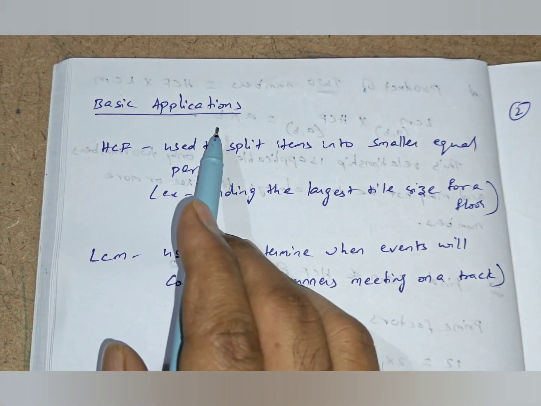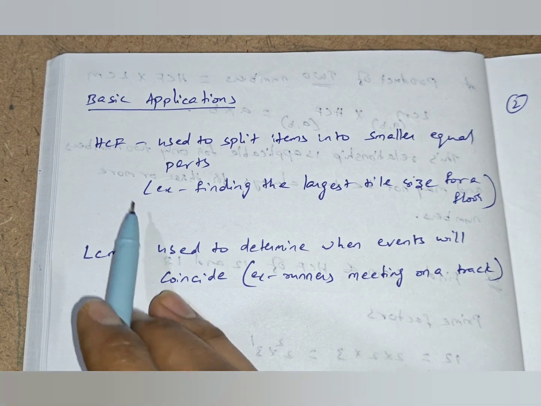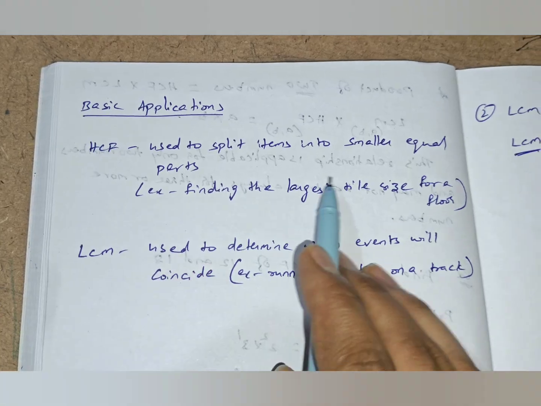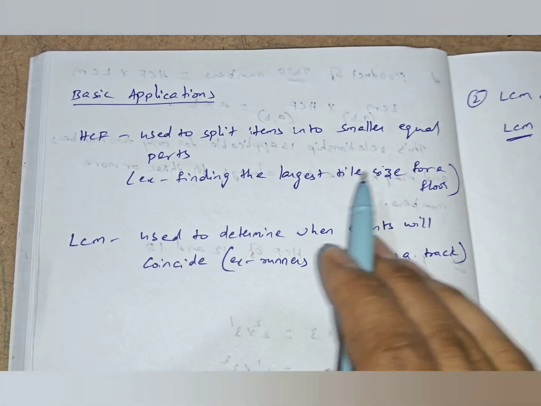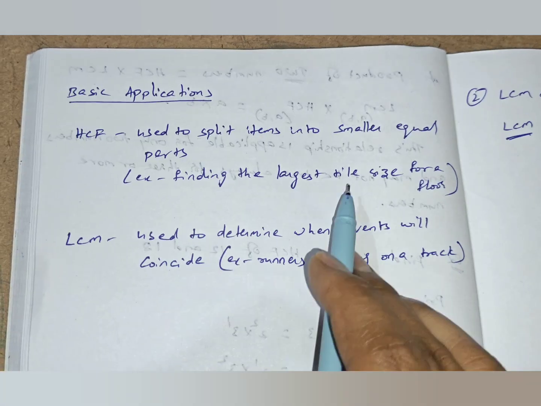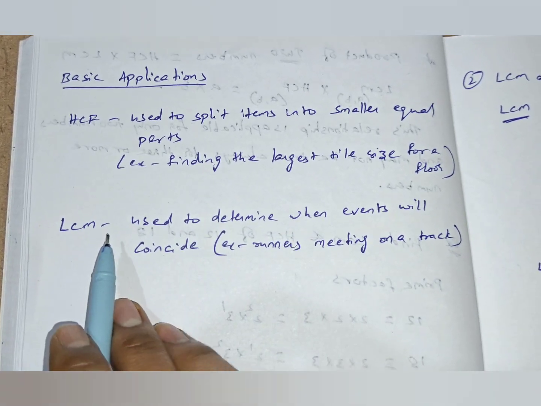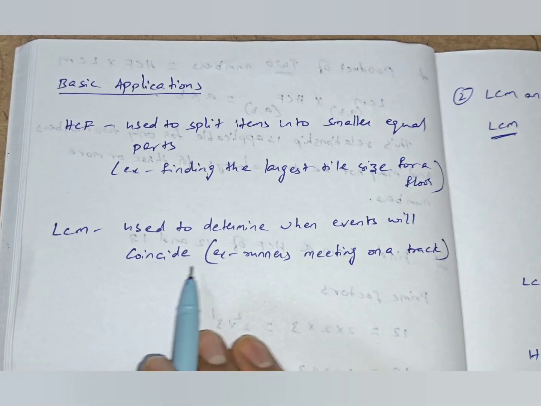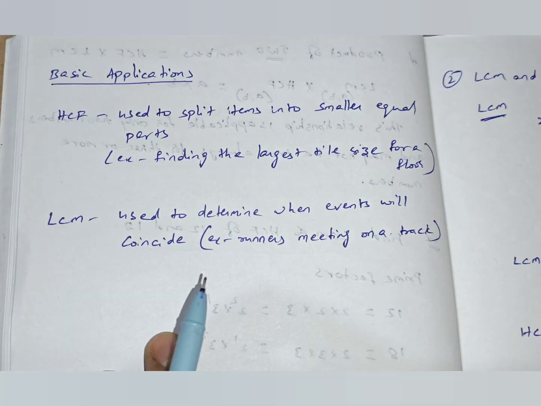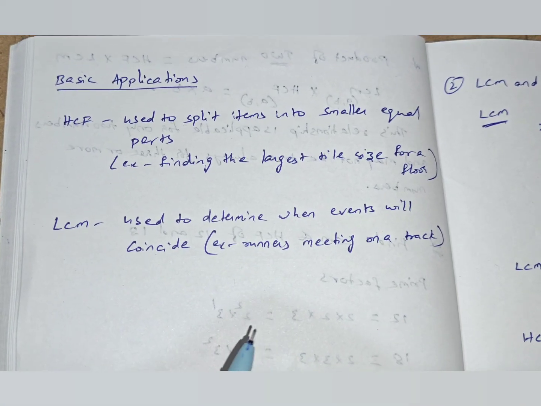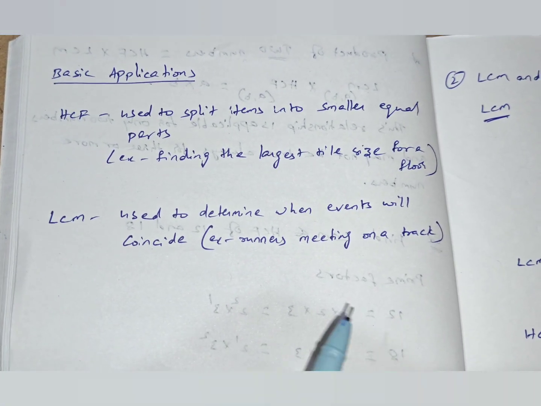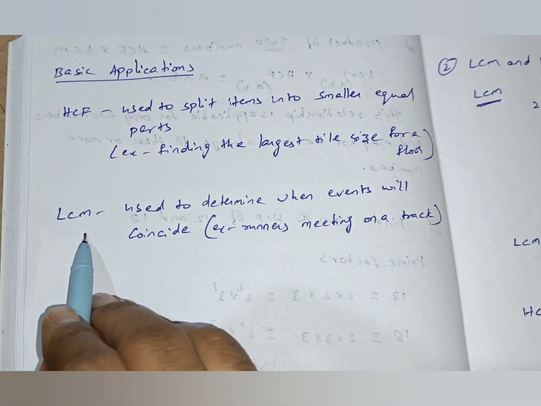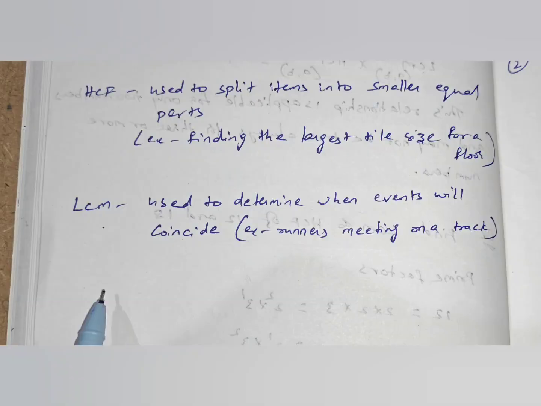What are the basic applications where HCF and LCM are used? HCF is used to split items into smaller equal parts. For example, if a room size is given, finding the largest tile size for the floor of that particular room, and so on. LCM is used to determine when events will occur repeatedly or coincidentally. For example, if runners are meeting at the same time on a track, or planets revolving around the sun are meeting at the exact linear line, when does this occur? To determine all these things, HCF and LCM can be used. It is not just for calculation purposes.